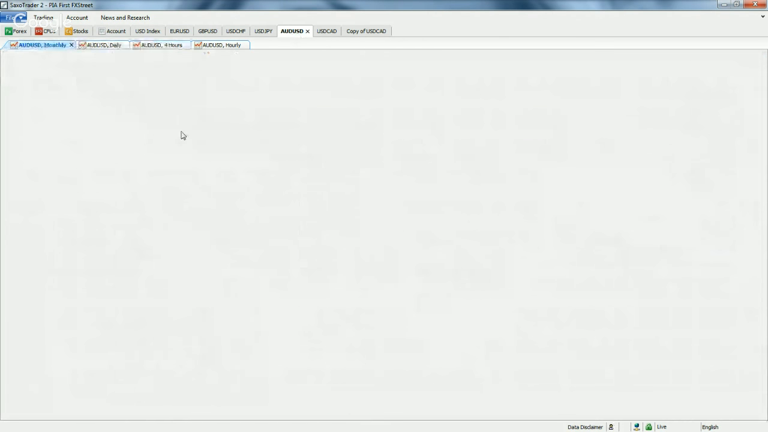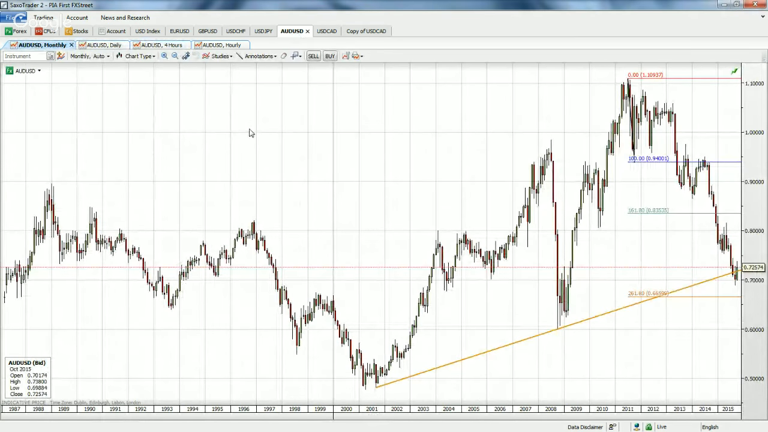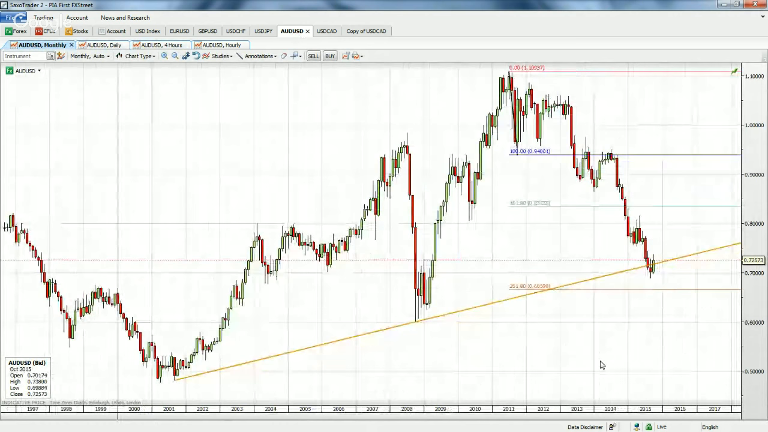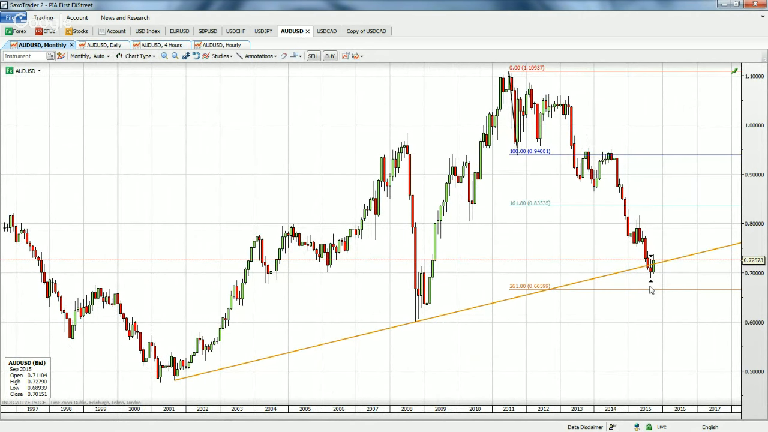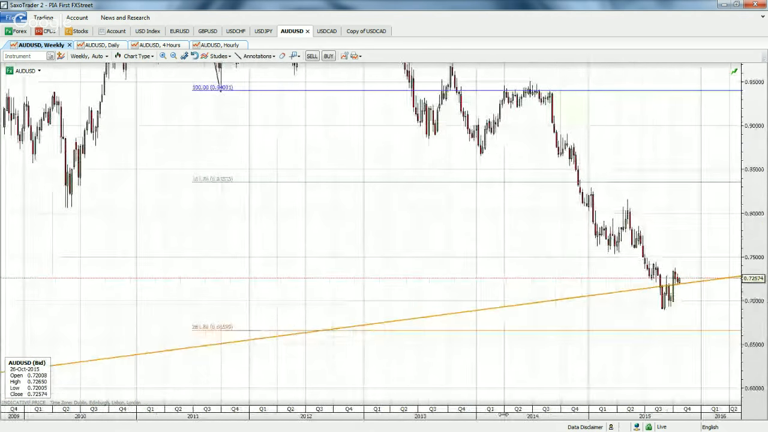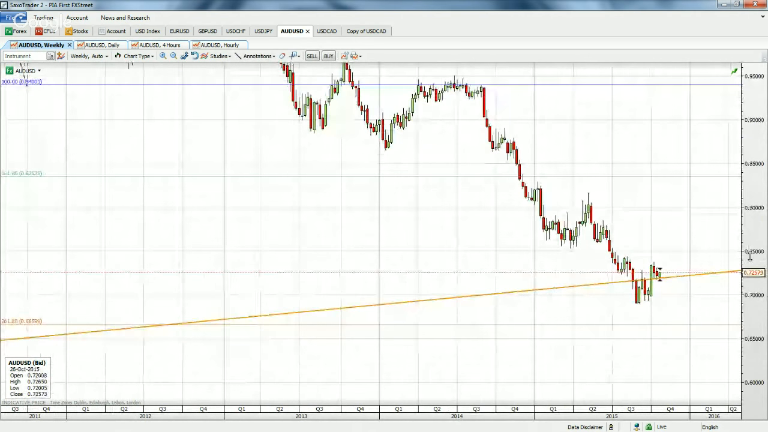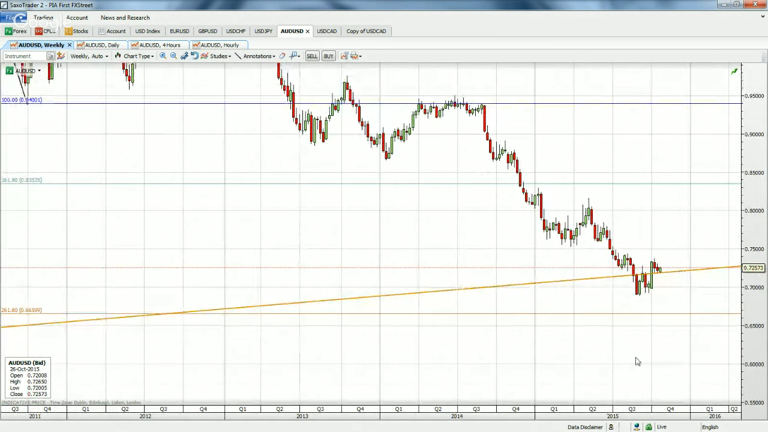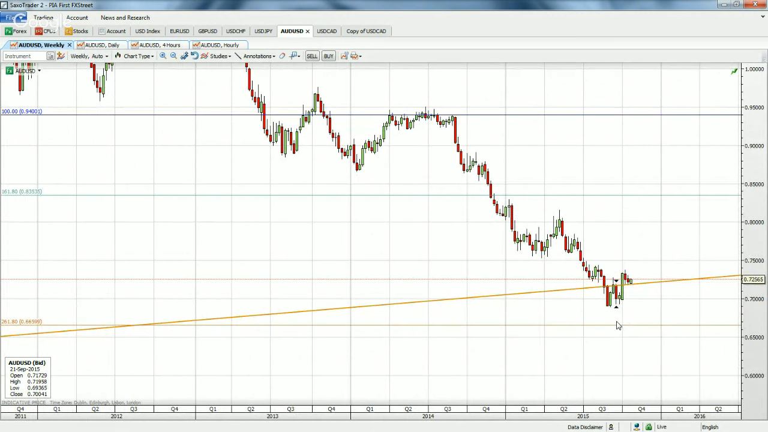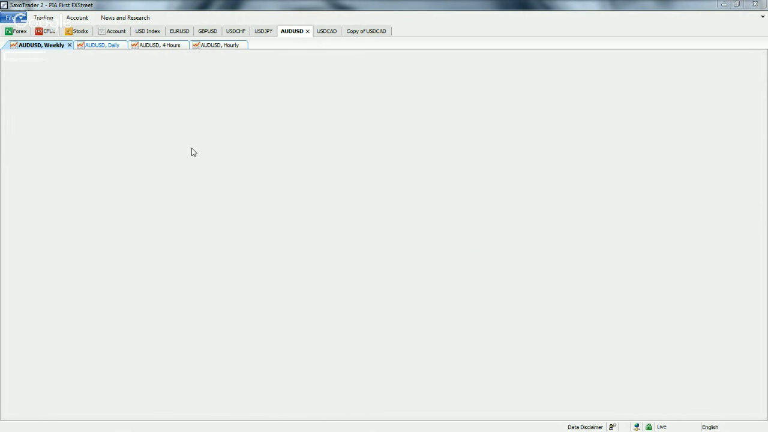Aussie dollar. Aussie dollar hit this medium term trend line, broke through it, it's now moved back above it. Breaking down into shorter time frames, this is only weekly, so in shorter time frames there's no clear indication of a change of trend. Daily chart.